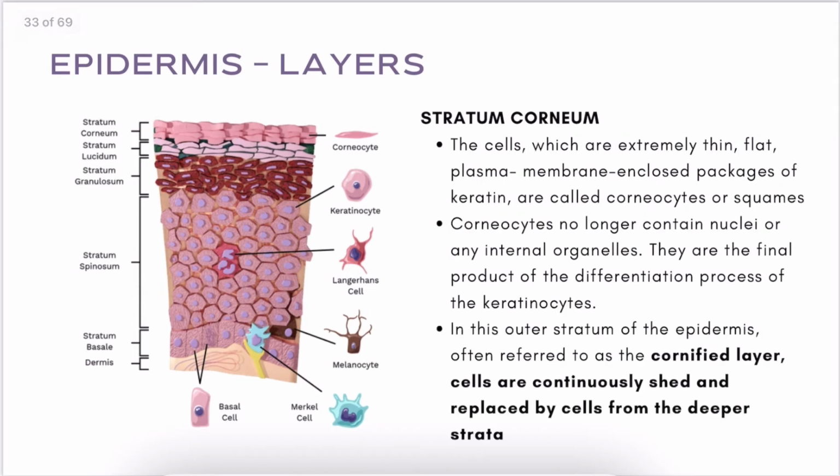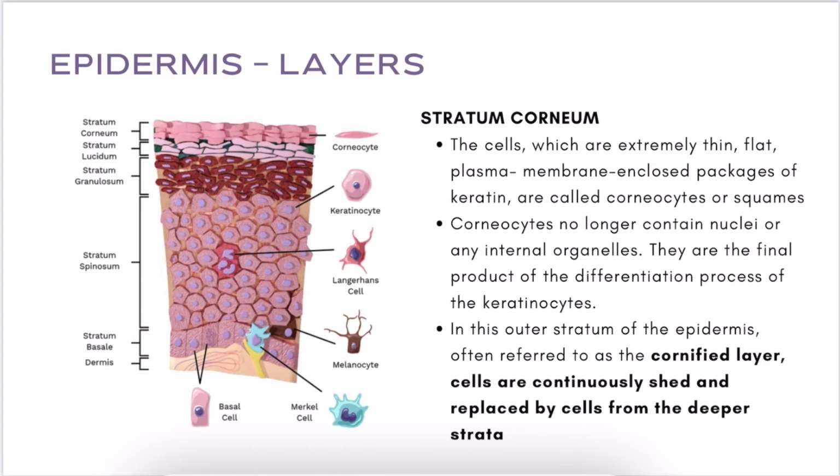Finally, we have the stratum corneum, which consists of an average of 25 to 30 layers of flattened dead keratinocytes, but can range in thickness from a few cells in thin skin to 50 or more cell layers in thick skin. These cells are called your corneocytes or squames. These corneocytes no longer contain nuclei or any internal organelles, and these are arranged like scales or like pieces of a jigsaw puzzle to hold the layers together.